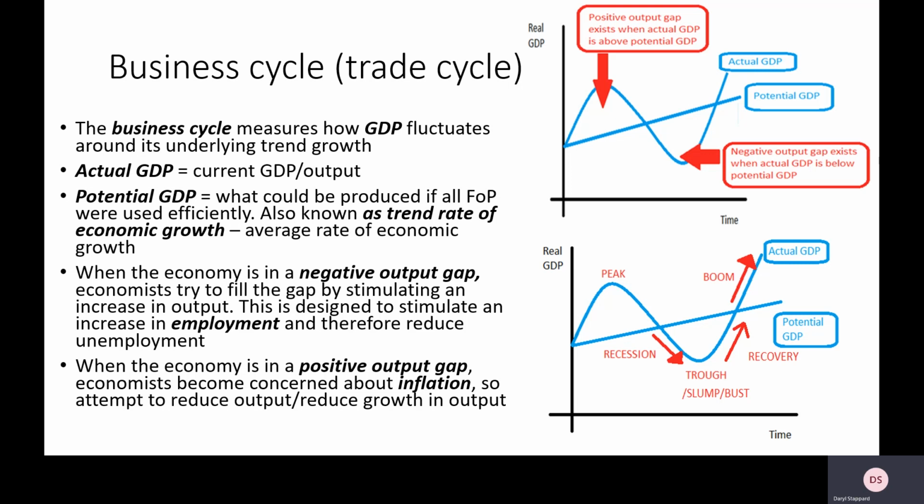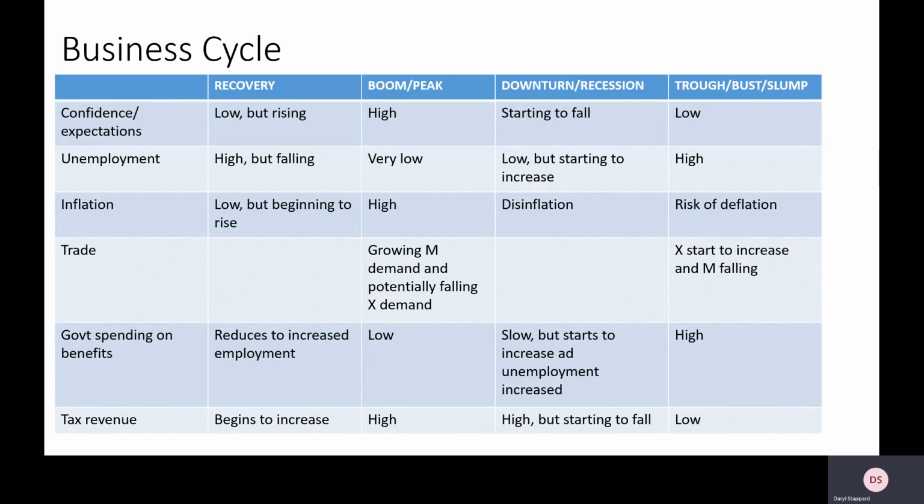So this is a little bit like the Phillips curve. Positive output gap, the biggest problem is high inflation. Negative output gap, the problem is unemployment is too high. Right. You've got here then what tends to happen at different stages of the business cycle.